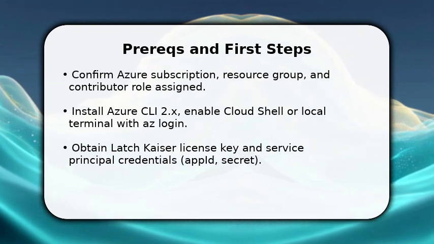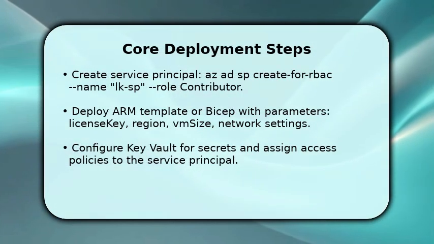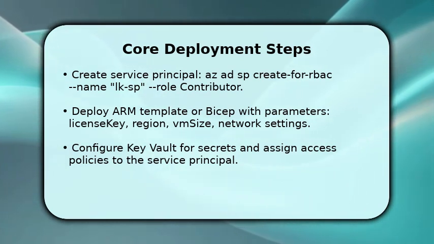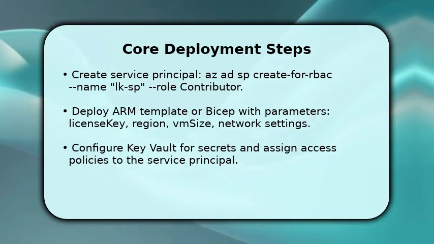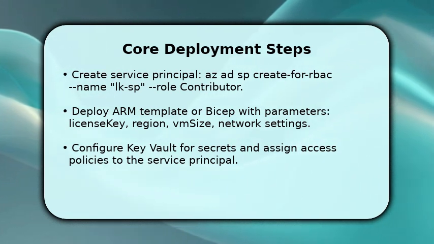You now deploy the core Latch Kaiser stack using an ARM template or Bicep file so infrastructure is repeatable. Use the service principal credentials and pass parameters like license key, region, VM size, and network ID. This ensures consistent sizing and placement.